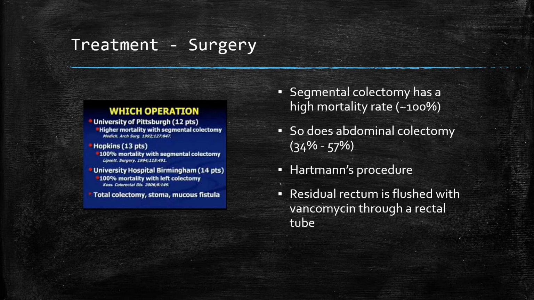And one way to manage this would be to put in a tube before you leave the operating room. This could be a mushroom-tipped Mallinckrodt catheter or even a Foley catheter with a 5 to 10 cc balloon. Again, stitch it in place so it doesn't fall out, and then post-op, the residual rectum can be flushed with a vancomycin solution.